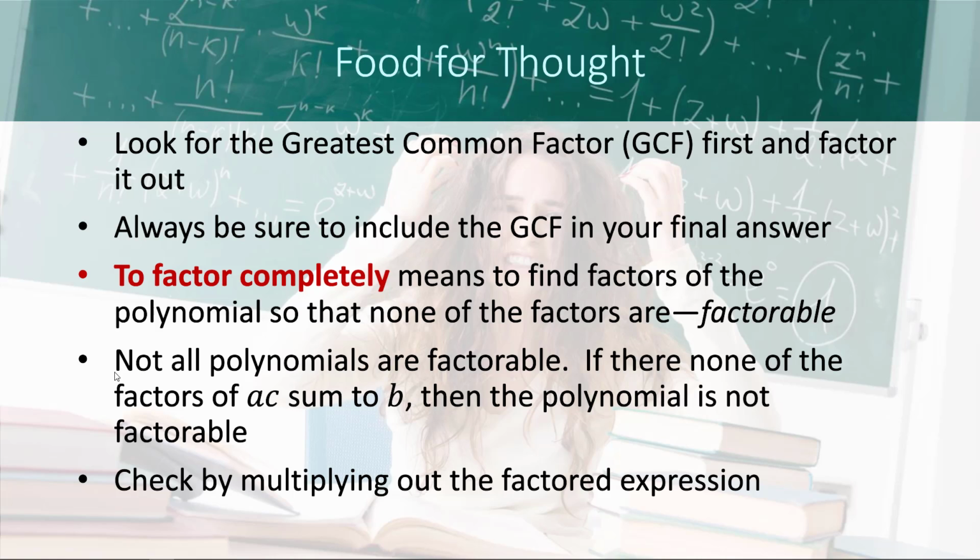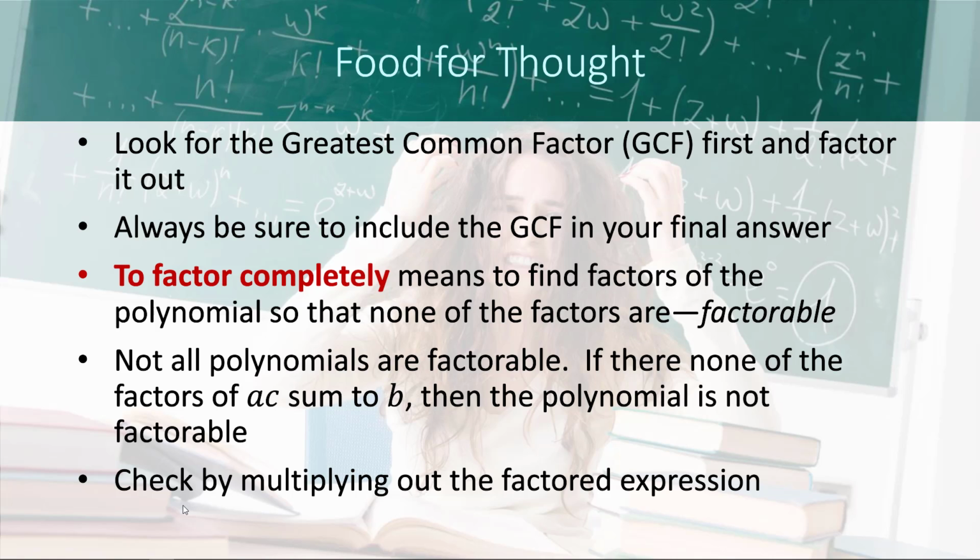And then next, not all polynomials are factorable. Once again, if there are no factors of the product AC that sum to B, then that sucker is not factorable. And finally, it is easy to check to see if your factoring is correct. So I would encourage you to check. It doesn't take much time. Just knock it out. That way you know you're right, or you know that there's a problem.